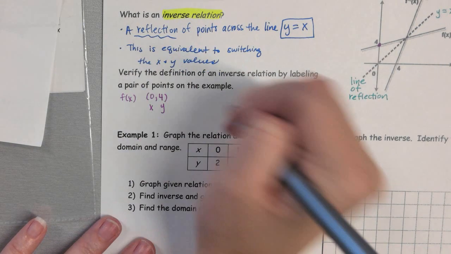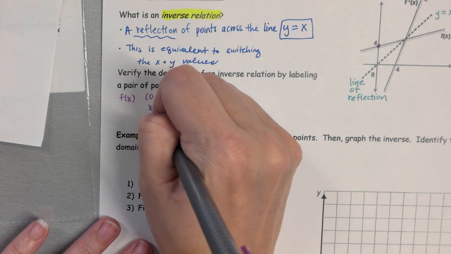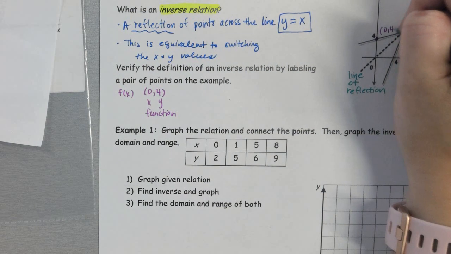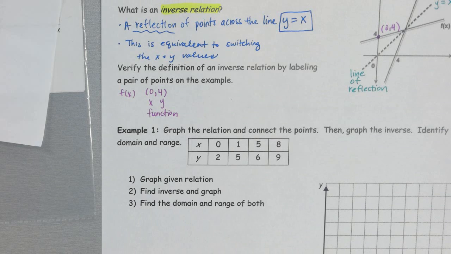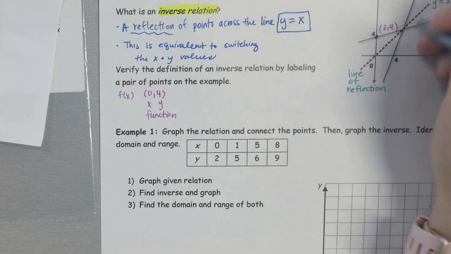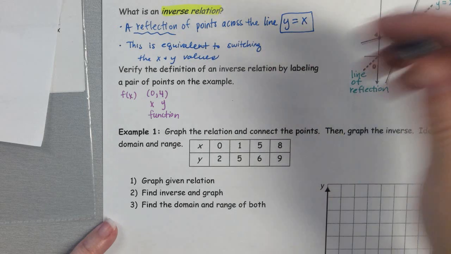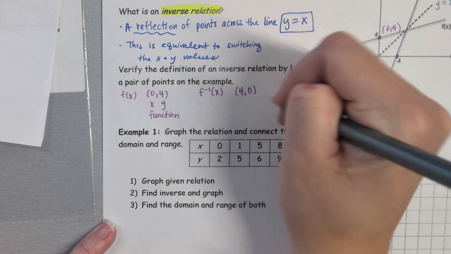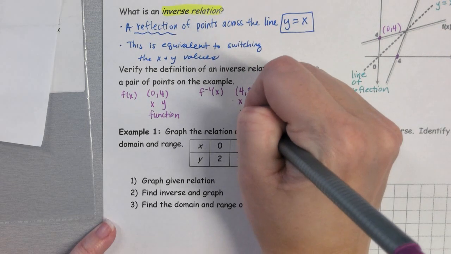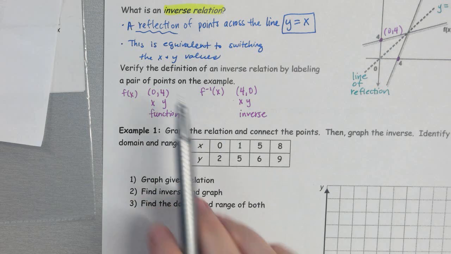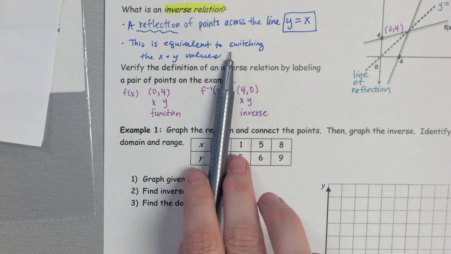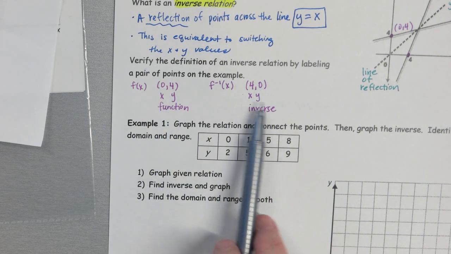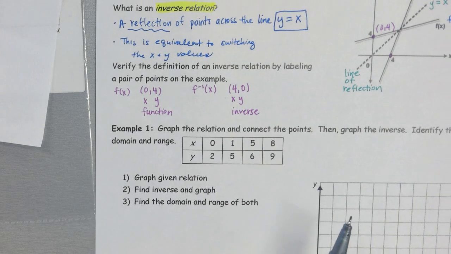That's your x and your y. That's your function. So we'll label this right on there. That's 0, 4. And then on the inverse, you have this point, which is what? Yeah, 4, 0. So that's the inverse. The definition says that this reflection is equivalent to switching the x and the y values. And here you can see very clearly that the x and y are flipped from the function to the inverse.